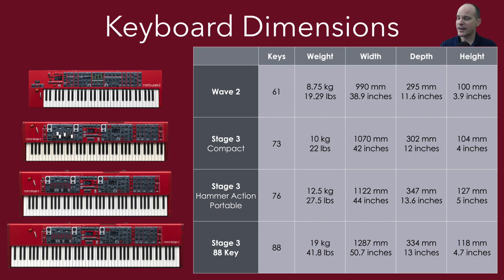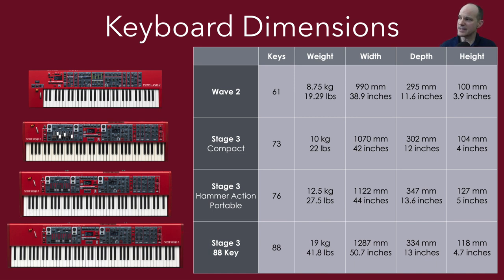Now, the 88 key, what I notice about that is it's really long and it's quite heavy by comparison. In fact, it's double the weight of the Wave 2. That's a consideration when you bring these keyboards to a gig, for sure. It's 50.7 inches, or 1,287 millimeters wide, so quite a bit longer. The depth is 13 inches. Note that the depth is less than the hammer action portable. Also, the height is 118 millimeters, 4.7 inches, also smaller than the hammer action portable, which is interesting.